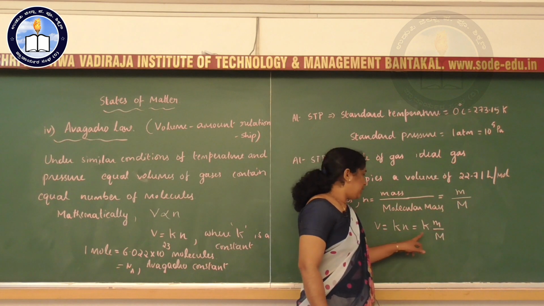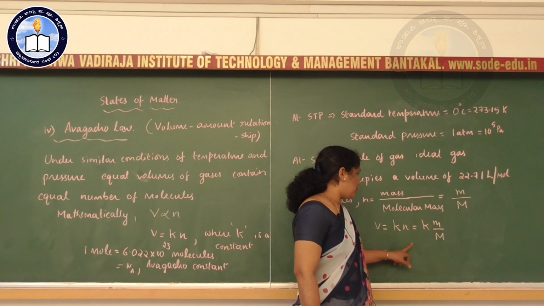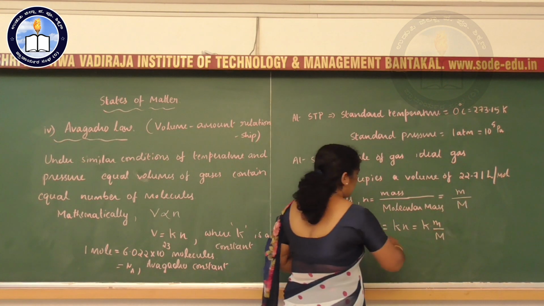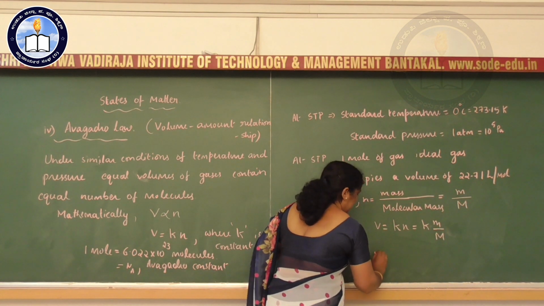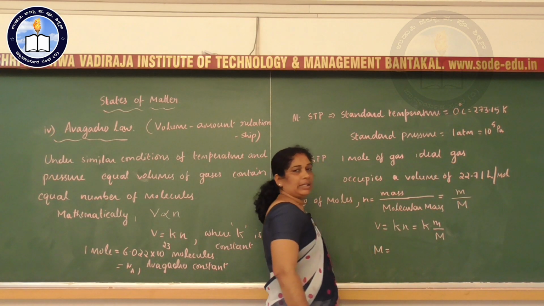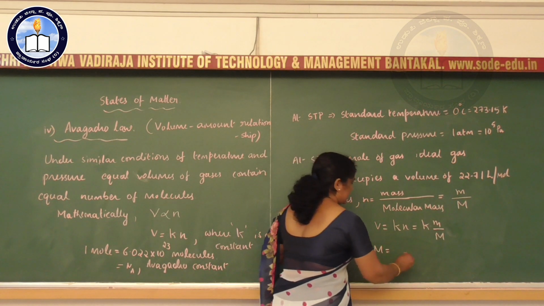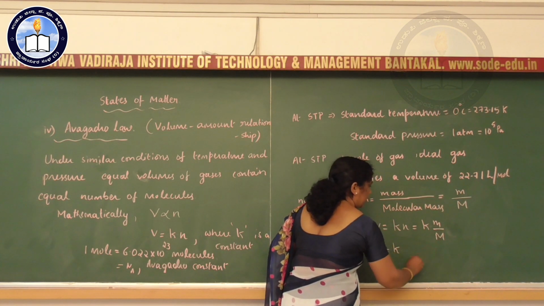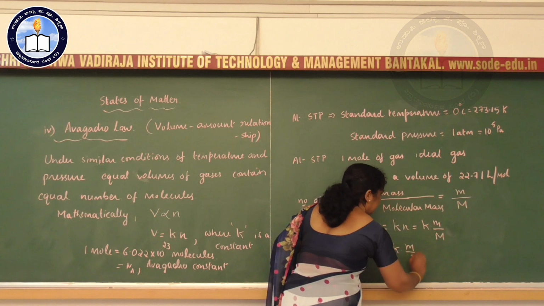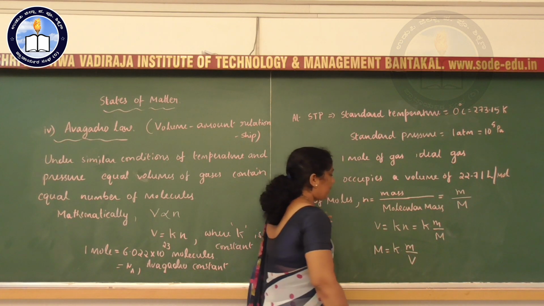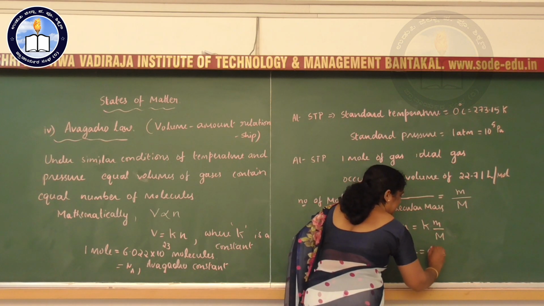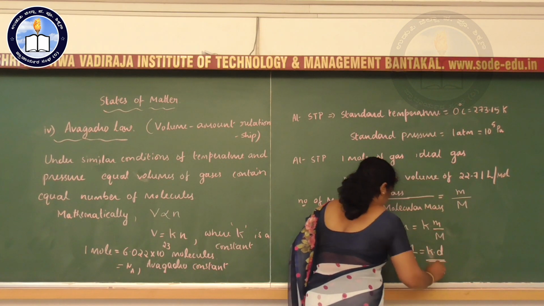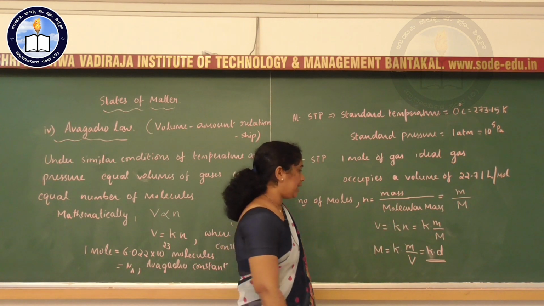V is equal to K into n. n is nothing but number of moles. Number of moles is nothing but mass by molecular mass. We can also write it as capital M, that is nothing but molar mass. Molar mass is equal to K into, I bring this V to the denominator of right hand side. So M by V. M by V is nothing but density. Okay, so we can write it as K into D. So M is equal to K into D.